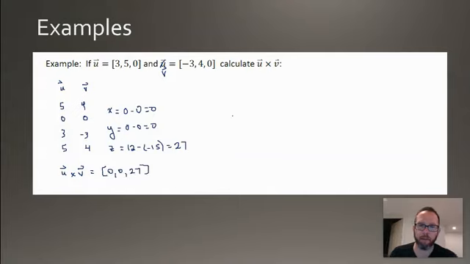And if I may, this actually makes a lot of sense. We have some experience now visualizing vectors in R3. And 3, 5, 0 and -3, 4, 0 are vectors that lie in the xy plane, right? Because 3, 5, 0 would be something like out here, I think.